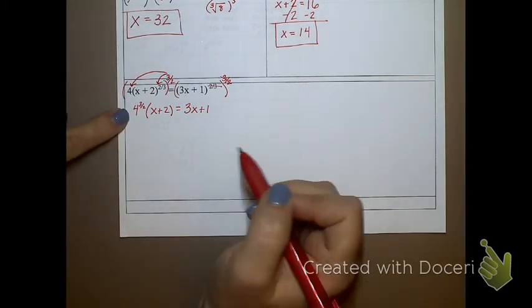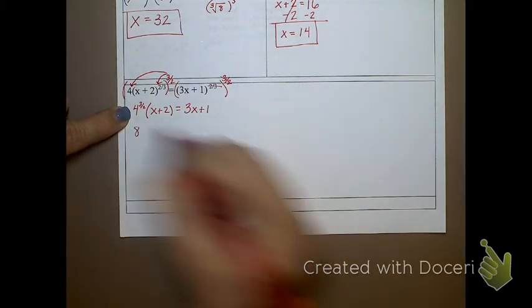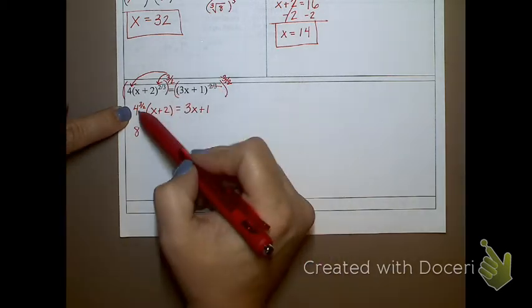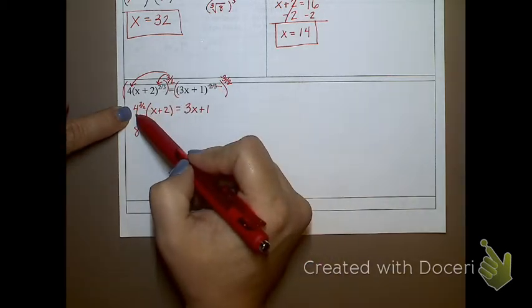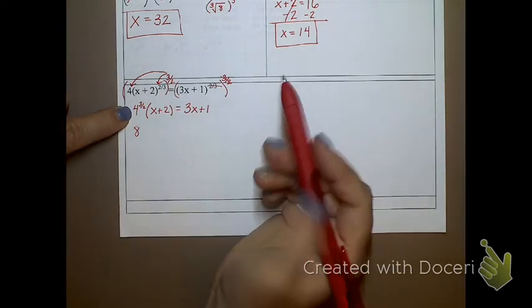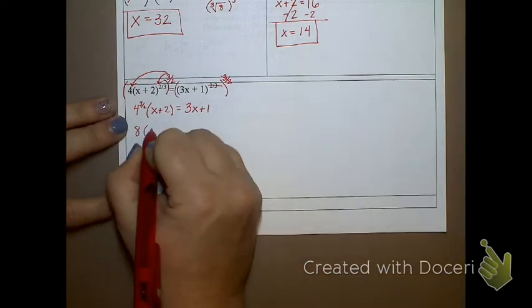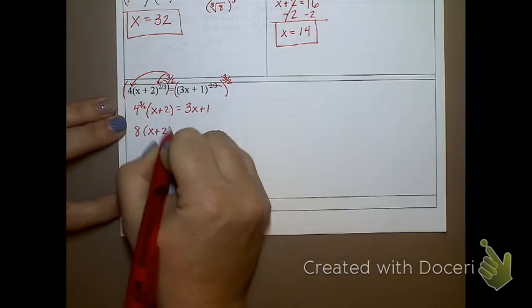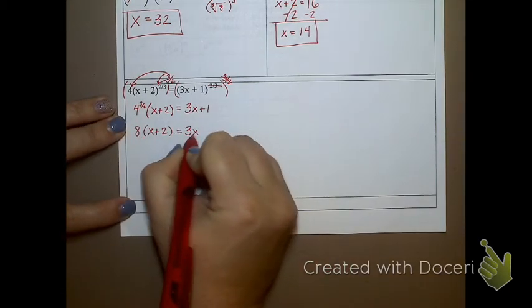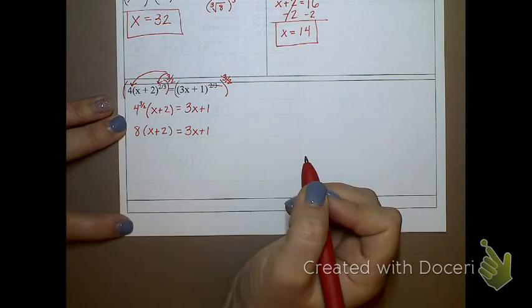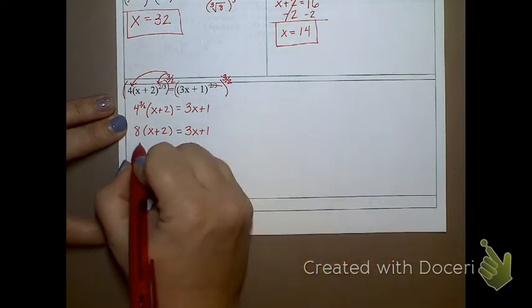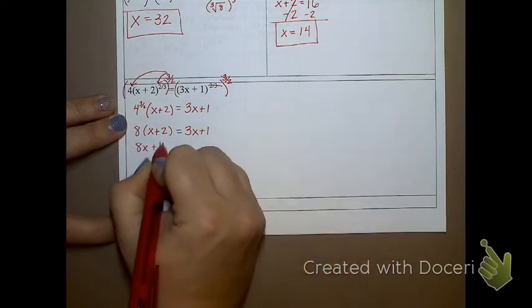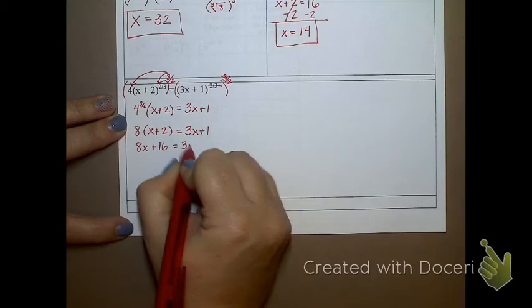What is 4 to the 3/2? 8. How'd you get that so fast? Because the square root of 4 is 2, cubed is 8. So I have 8 times x plus 2 equals 3x plus 1. Easy from here on out. 8x plus 16 equals 3x plus 1.